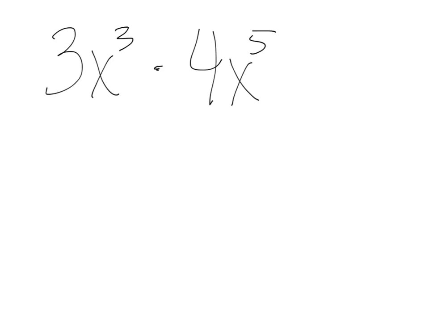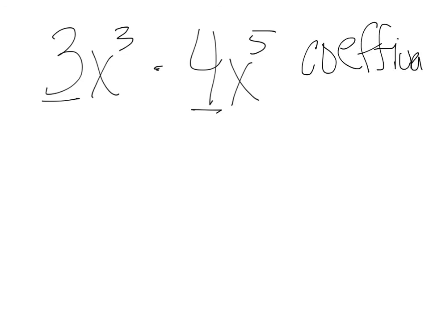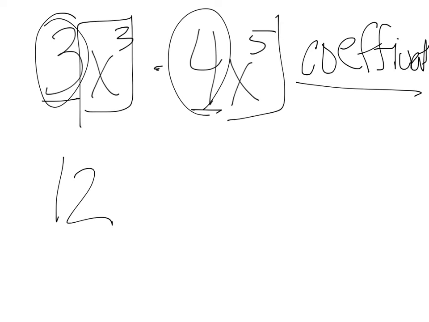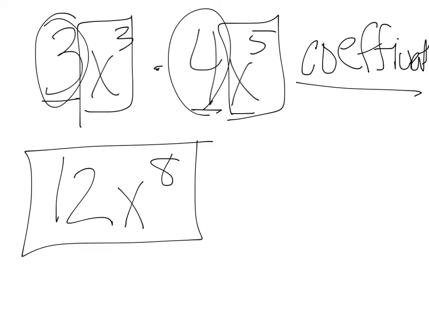Right? What happens is we start to get more complicated. See the 3 in front of the x and the 4 in front of the x? Those numbers are called coefficients. All right, I'm running out of room there, but they're called coefficients. And to start this problem, you should multiply the coefficients together. 3 times 4 is 12. And x to the 3rd times x to the 5th is x to the 8th. And so you'd get a final answer of 12x to the 8th.